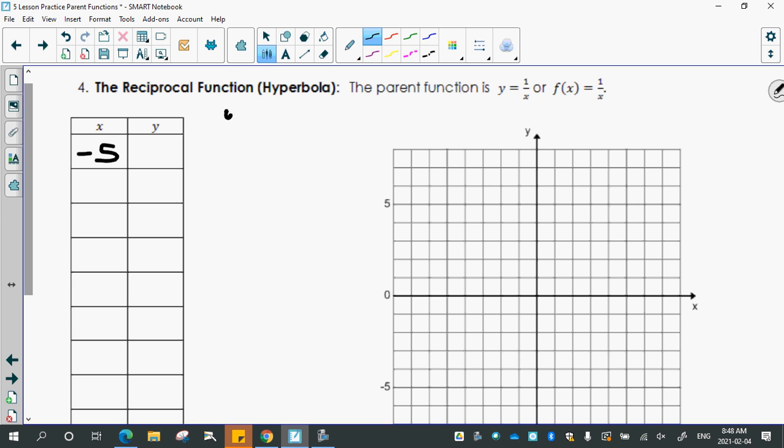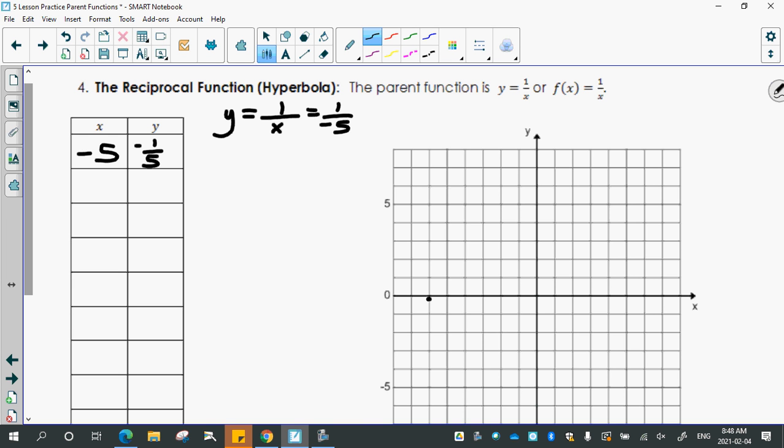And reciprocal function, so y equals 1 over x. If x is -5, it's going to be 1 over -5. Does everyone see that? So that's -1/5. It doesn't matter where you put the negative sign. So let's imagine plotting that. So -5, and -1/5 is going to be pretty close to the x-axis, but just below. Do you agree with that? -1/5, okay, just below the x-axis.